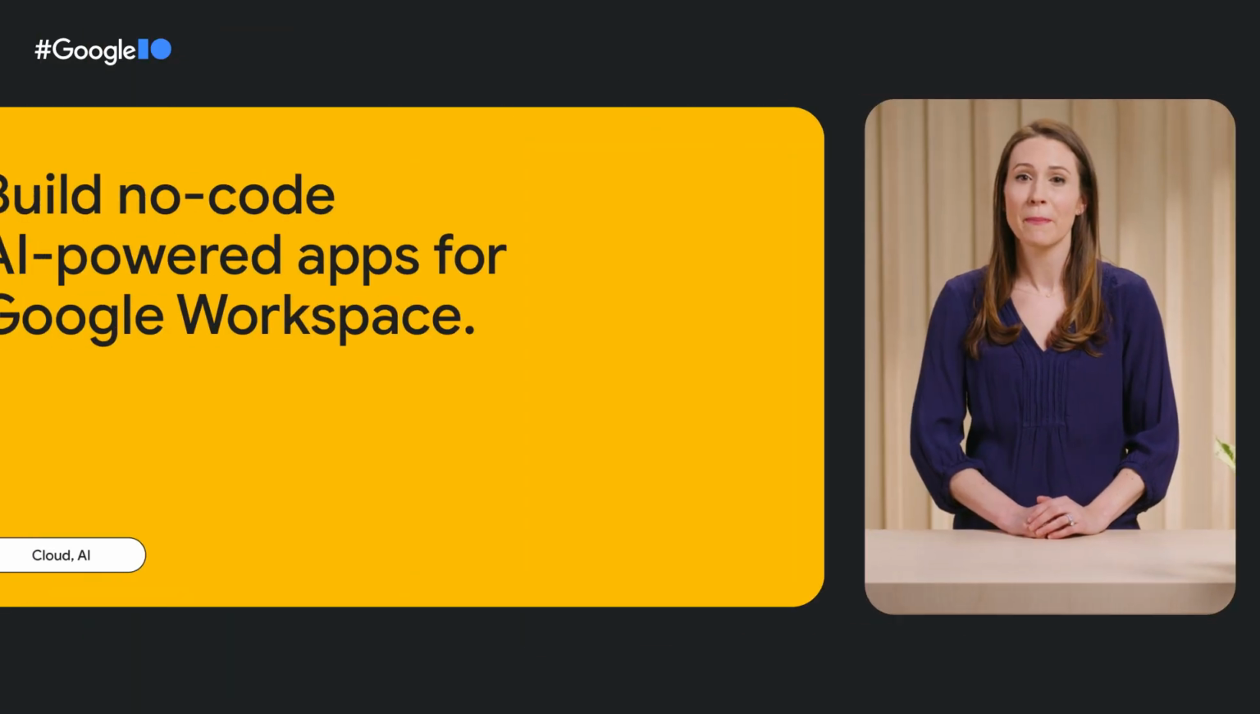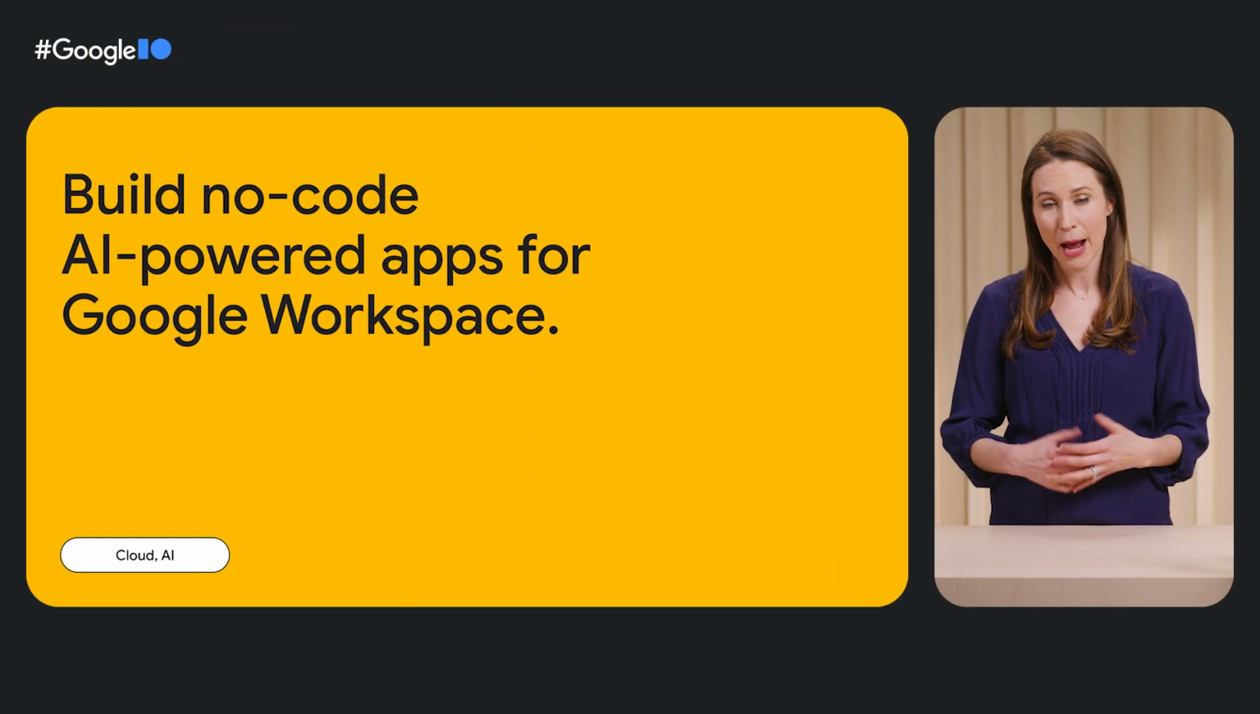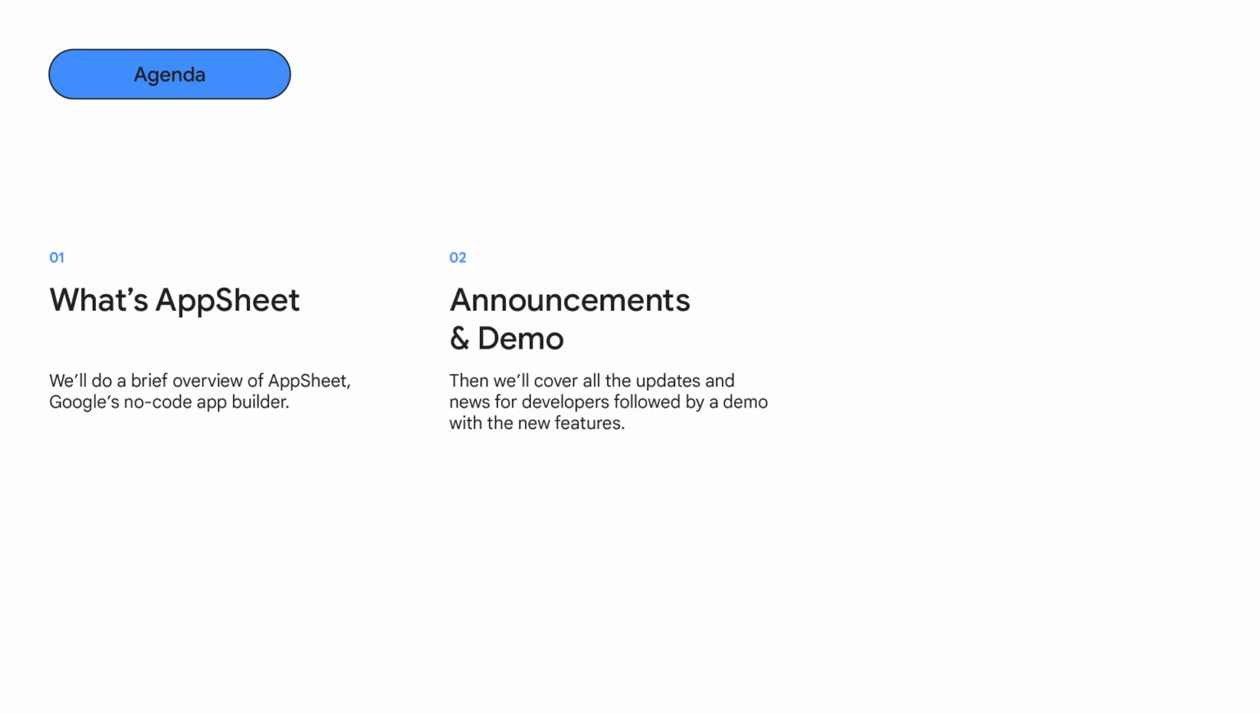And today, it's my pleasure to be speaking with you about building no-code AI-powered apps for Google Workspace. In this session, I'm going to start by talking a little bit about AppSheet, Google's no-code app builder, what it is, how it works, and how it fits into Workspace as a platform. Then, we'll cover 3 new capabilities we're introducing and see a demo of these features in action. Finally, we'll wrap up the session with some resources on how to get you started building your first app.